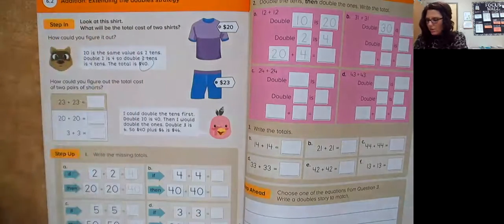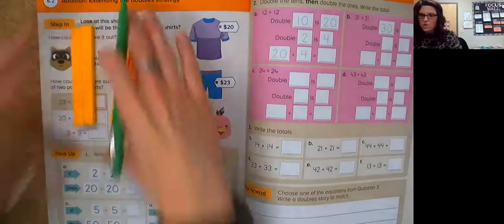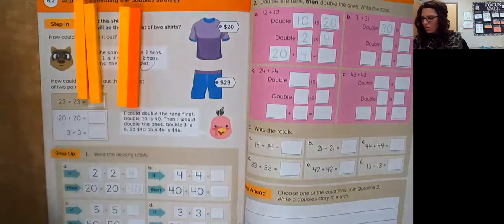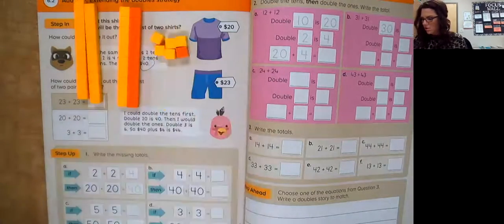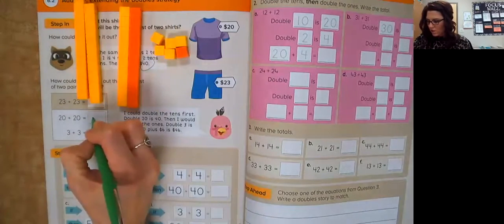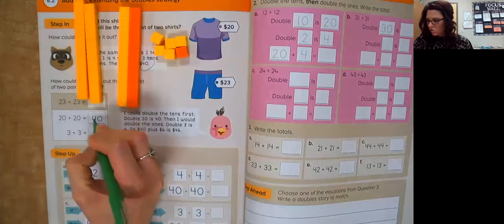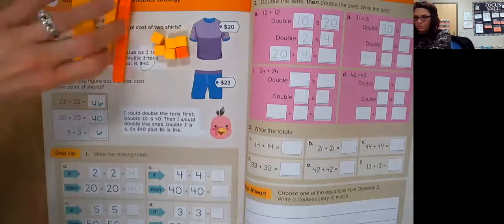So that's pretty much what they did here. They added the 20s. So they had 20 and 20 like that. So they did 20 plus 20, and then they took the 3 and the 3, they put those together to get 6. So 20 and 20 is 40, and 3 and 3 is 6. So 40 plus 6 is 46.